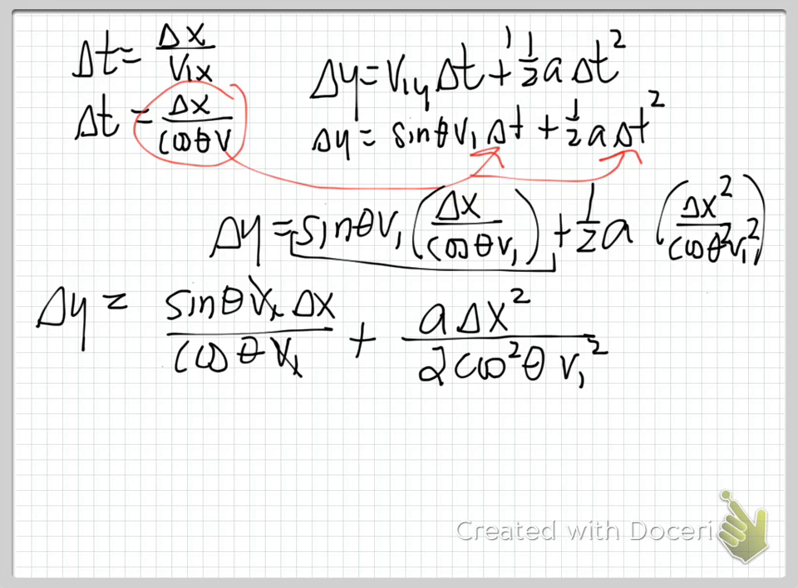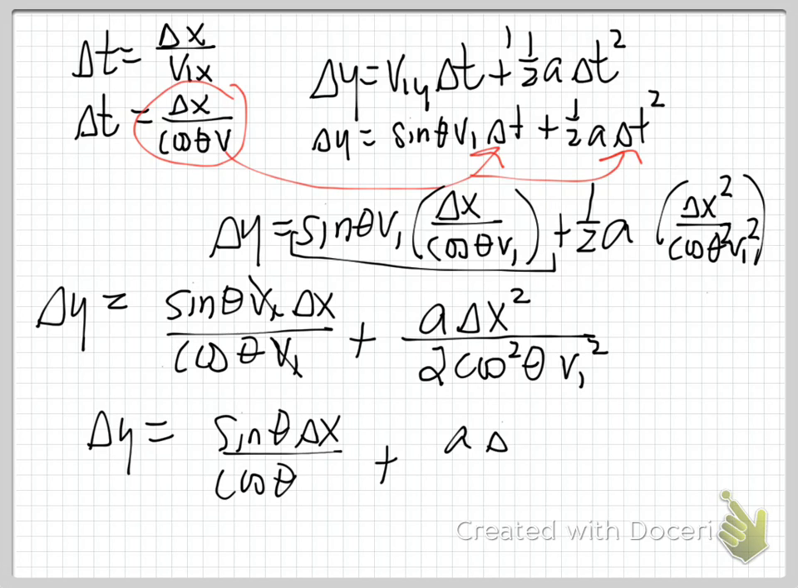Okay, so sine divided by cosine, we're not even going to get into trig identities, but at this point we have delta y equals sine theta delta x over cosine theta plus a delta x squared over 2 cosine squared theta vi squared. Okay. I don't see anything else. I mean, we could factor out a delta x, but there's really no point in doing that. There will be points when it is necessary. We're probably at a point where we can plug in and go.